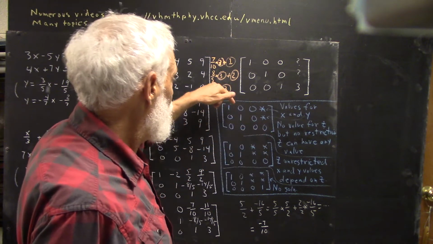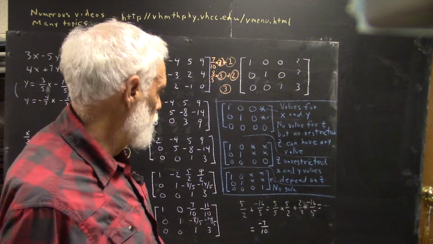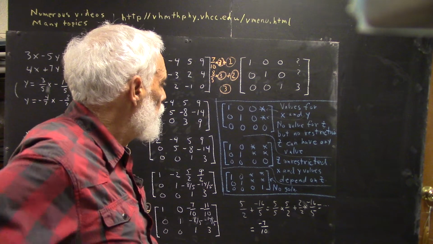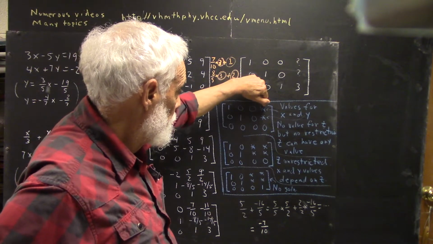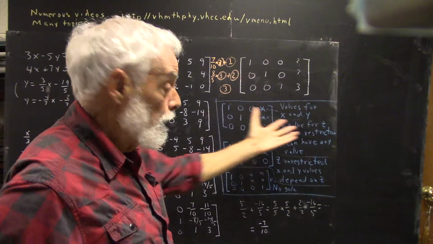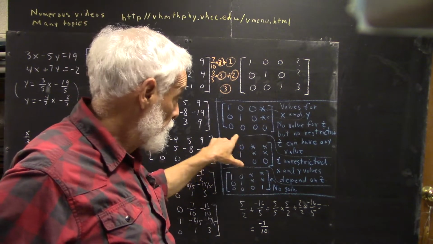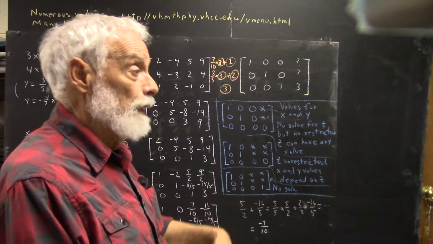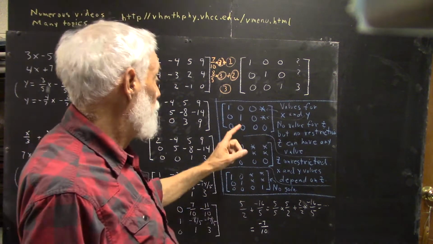So if we do a reduction process and get down to this form, where these question marks could also be asterisks, but in this case we know what the matrix was, so we're able to fill in those numbers. If we get this form where we have 1, 0, 0, 0, 1, 0, 0, 0, 1, then we know that we have x equals whatever number is here, y equals whatever number is here, and z equals whatever number is here.